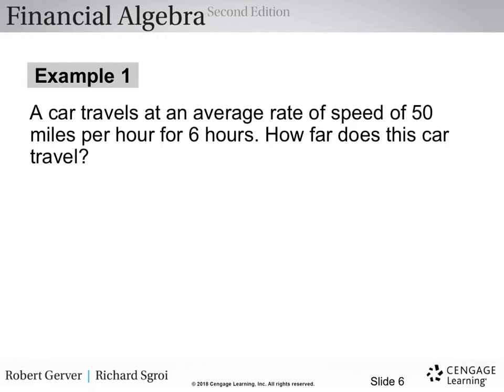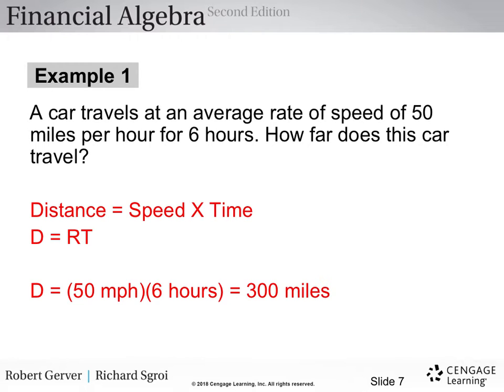All right, so let's look at an example. Let's say you get in your car and you travel at an average rate of speed of 50 miles per hour for 6 hours. How far does the car travel? Well, you might remember from some of your science or physics classes that distance is equal to speed times time, or rate times time, or d = rt. So the rate in this case is 50 miles per hour, all right? And the time is 6 hours. So if we multiply those two, we get the distance, which is 300 miles.